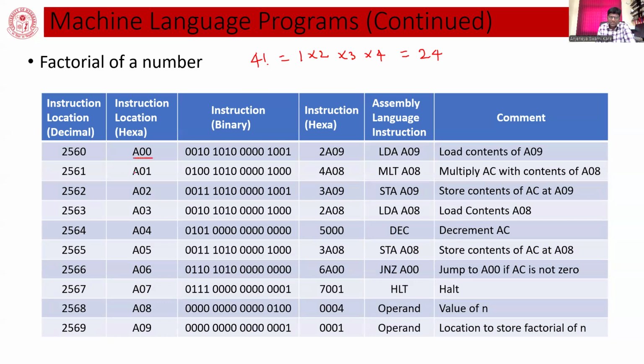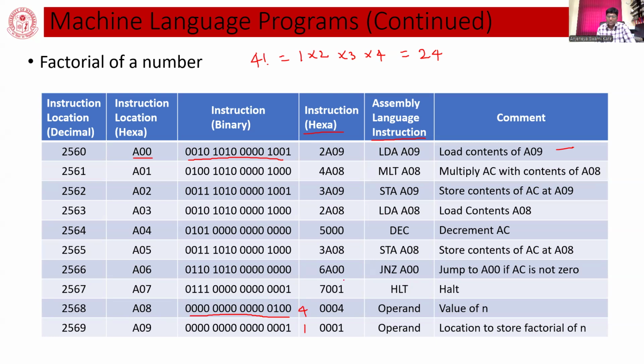This is the instruction location number. These are the instructions, and these are the hexadecimal values of the instruction. This is the assembly language instruction, how an assembly language instruction looks for this machine language instruction. Then these are the explanations of the instruction. So basically this is 4, this is 4, this is 1. Number 4 is stored in location A08. Number 1 is stored in location A09.